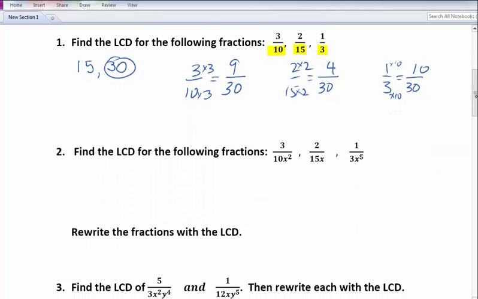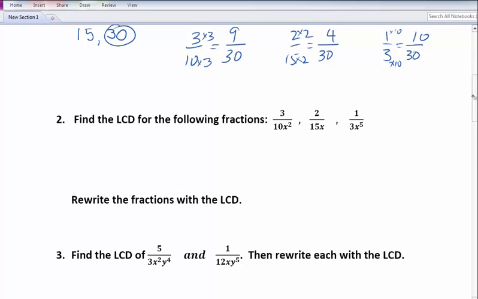So let's look at one that has variables in it. 3 over 10x squared, 2 over 15x, and 1 over 3x to the fifth. Well, the first thing I do is I look at the coefficients, the numbers involved, and I basically treat that the same way I did in the problem above. The coefficient that's going to be involved in my LCD is going to be the smallest number that all three of these divide into, and you'll notice they're the same as the numbers I had above. So my LCD is going to involve a 30.